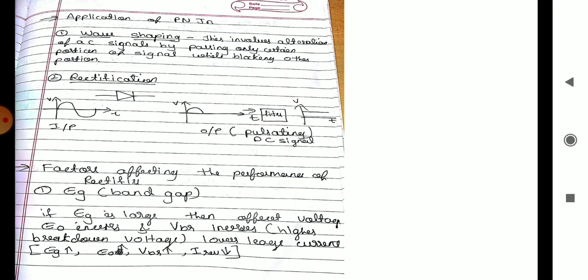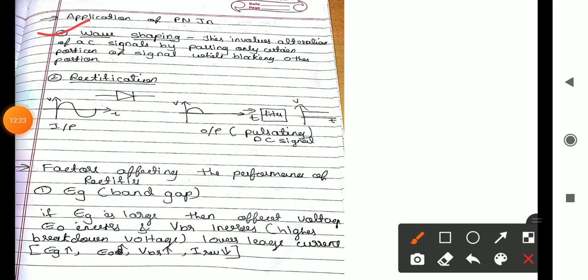Now, applications of the PN junction. This topic will come under rectifiers only. The first application is wave shaping. This involves alteration of an AC signal by passing only a certain portion of the signal while blocking the other portion. As the name says, wave shaping.